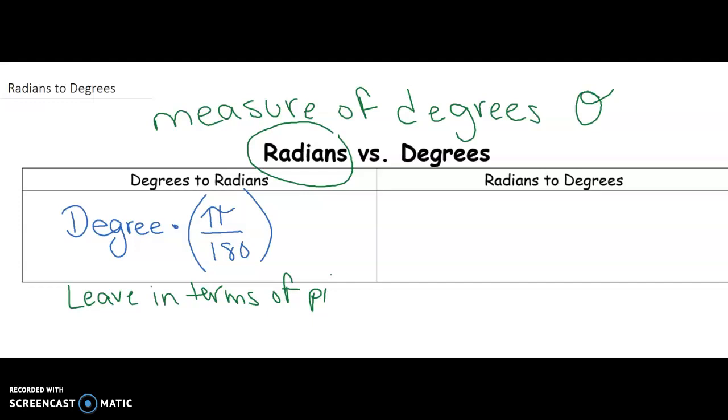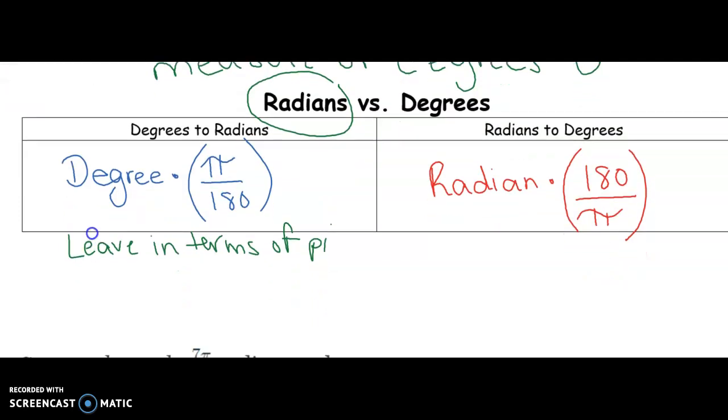And then from radians to degrees, we're going to take the radian and multiply it, and notice this, it's going to be the opposite: 180 divided by pi. So this is how we're going to convert from degrees to radians and radians to degrees using those two formulas. And it's really not that bad. So let's go ahead and try an example.